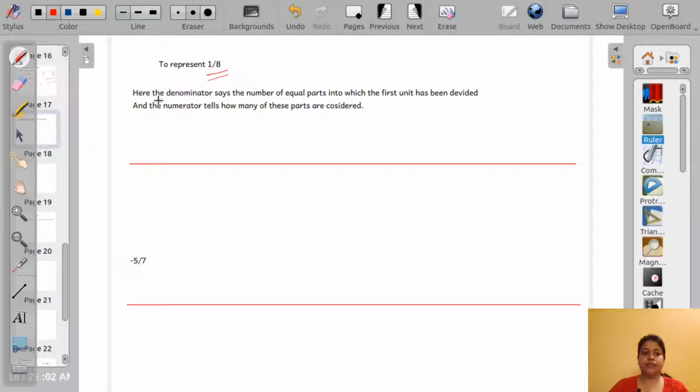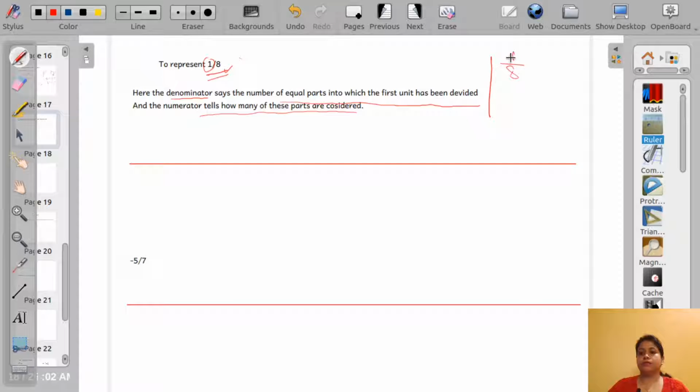As I said, the denominator says the number of equal parts into which the first unit has been divided, and the numerator tells how many of these parts are considered. That means the denominator says how many parts you have to divide the number line into, and the numerator says how many parts we have to consider. This is 1 by 8.